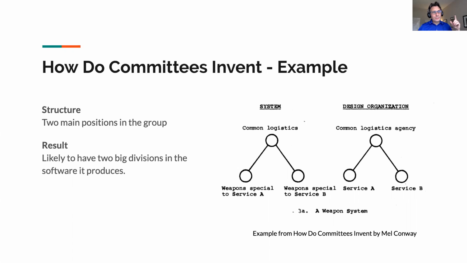One of the examples in Mel Conway's paper, really nice and clear, was about a Department of Defense weapon system being developed that can be used by two different services within the military. So how did it turn out? Well, of course, the system that they designed ended up mirroring their organization. So it had a common portion, just like on their org chart, and then it had all the weapon characteristics needed by Service A and all the weapon characteristics needed by Service B.